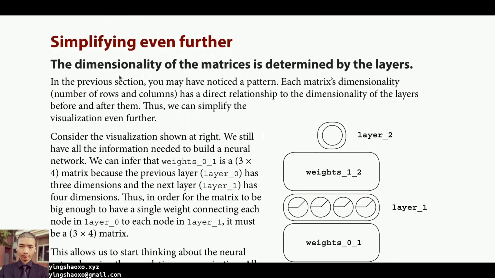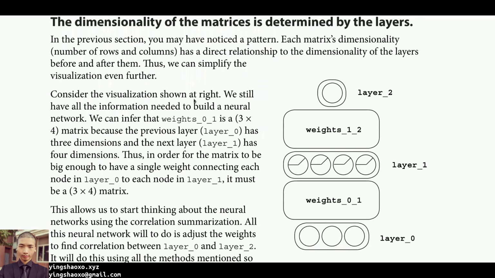The dimensionality of the matrices is determined by the layers. In the previous section, you may have noticed a pattern. Each matrix's dimensionality, its numbers of rows and columns, has a direct relationship to the dimensionality of the layers before and after it. Thus, we can simplify the visualization even further. Consider the visualization shown at right. We still have all the information needed to build a neural network.